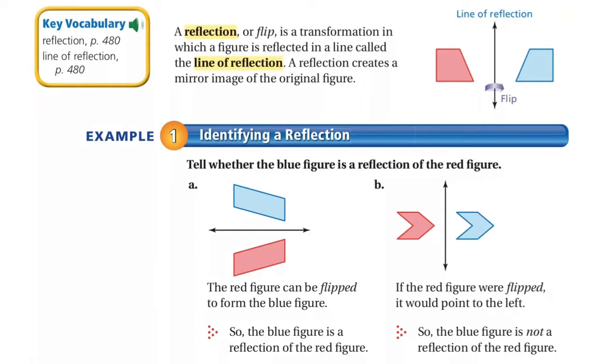So, weird way to word that: it is reflected in a line. It's not reflected across a line. It's reflected in the line, just like you're reflected in the mirror.